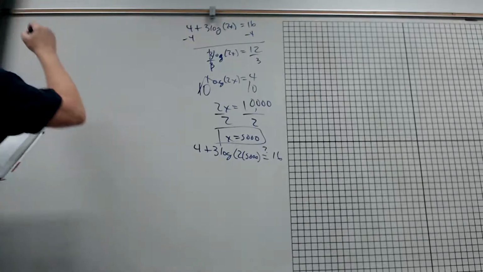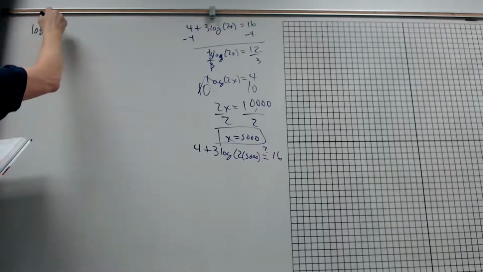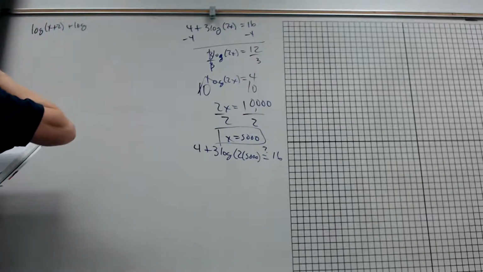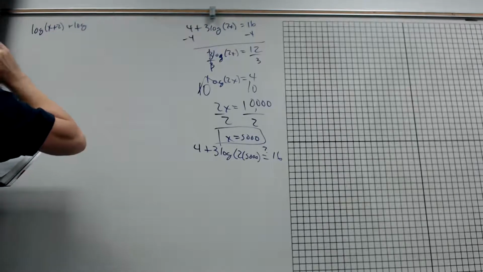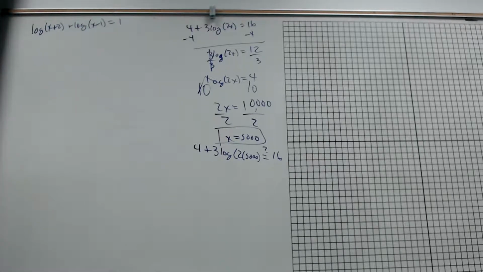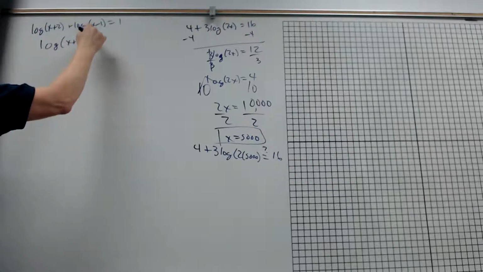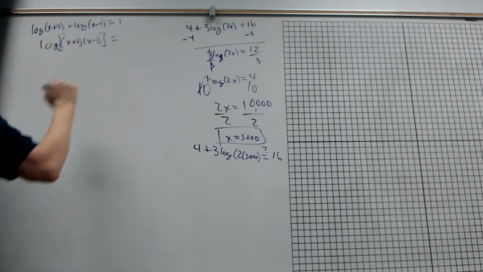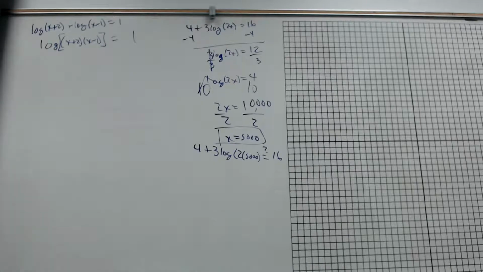The log of x plus 2 plus the log of x minus 1 equals 1. So Tim, it must be your turn. You can combine the first two logs. Okay? So you get the log of x plus 2 times x minus 1 equals 1.